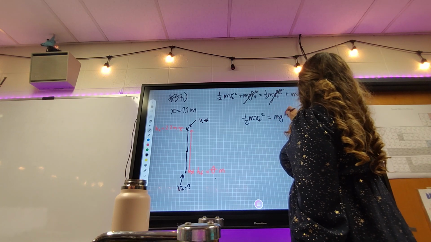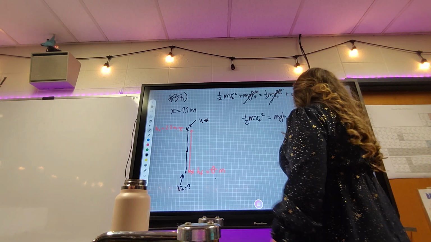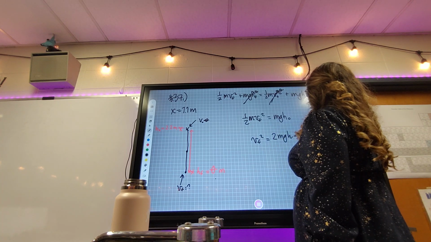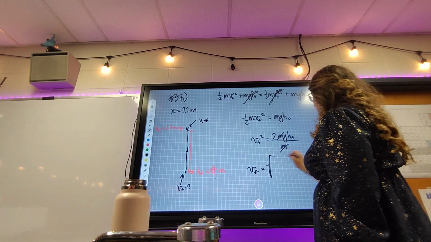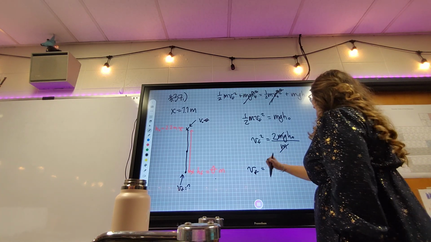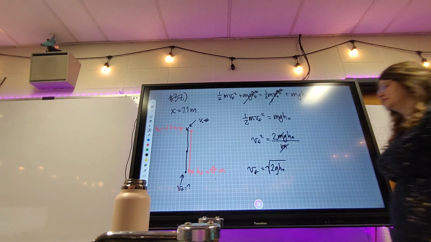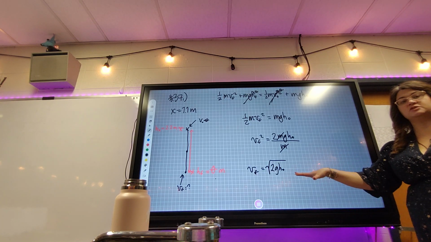Okay. And I am going to go back to my drawing and think to myself, what am I looking for? V final. So let's just solve this thing for V final. So V final equals the square root of 2GH initial. Yeah, I did the same thing. Look at that. Don't have to divide by anything. And so you can see that if you are going to do your algebra before you put numbers in, this actually becomes pretty manageable.